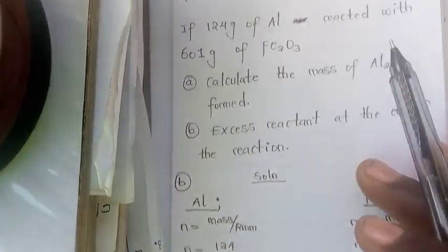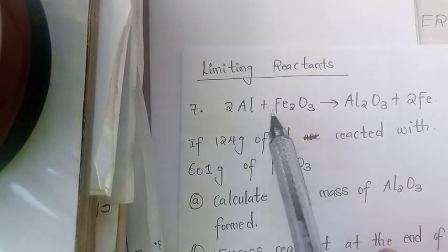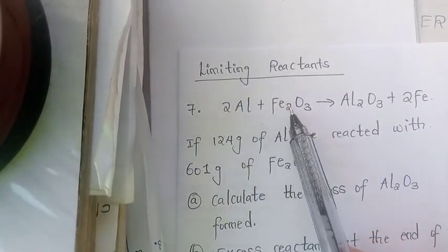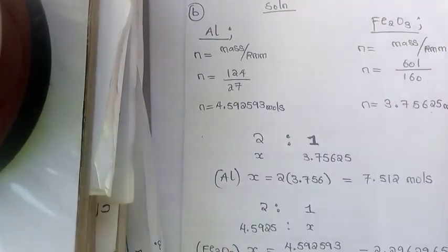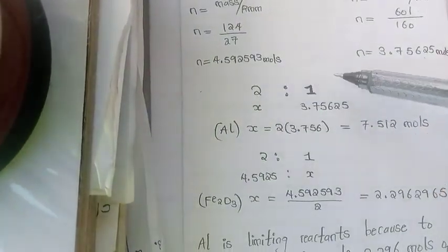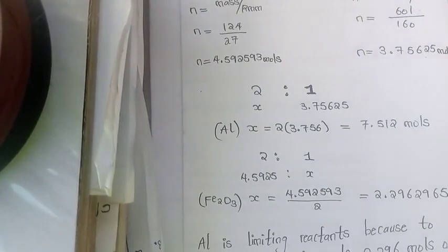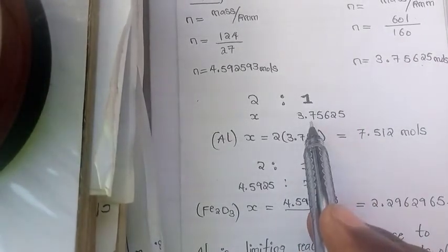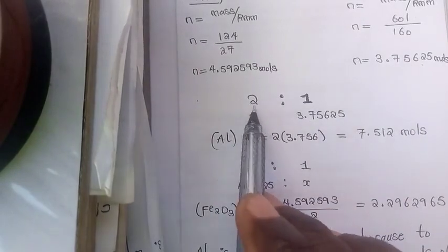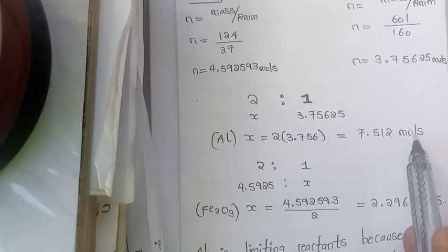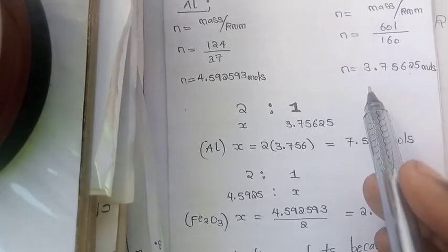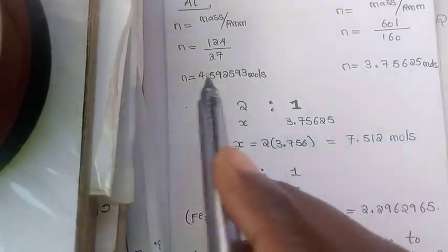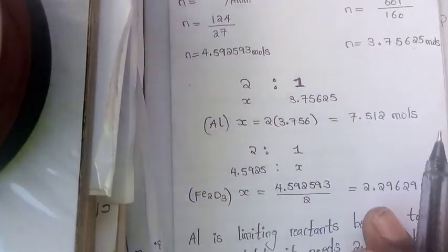So I go back. I look at the two reactants. The ratio is 2 aluminium to 1 iron oxide. So I write 2 to 1. But bear in mind, this is for aluminium, and this is for iron oxide. So I first take the number of moles of iron oxide, which I place here. Then I find the number of moles of aluminium, which gave me 7.512 moles. So it means for 3.75 moles of iron oxide, 7.512 moles of aluminium are needed.